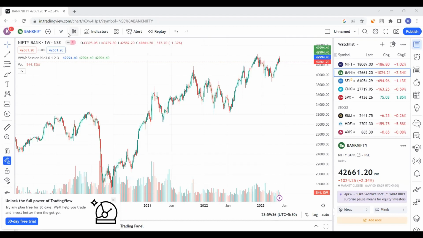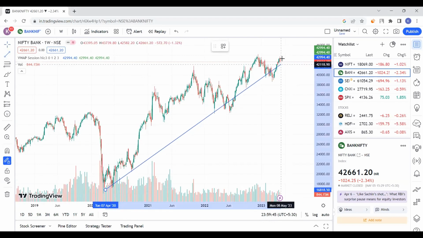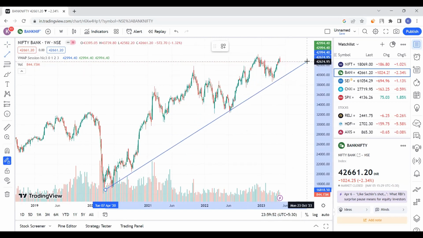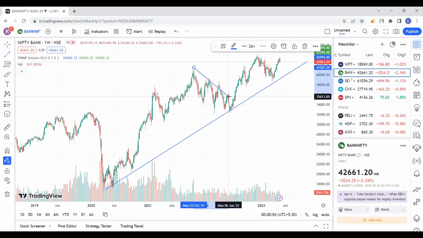I have opened this chart for Bank Nifty. This is the weekly candle chart and let me show you. So here we can say this is the primary trend of the market that is going upwards. The market is bullish in nature. But we can see here for some time there is a change in the trend. You can see it here. It's a very simple example.